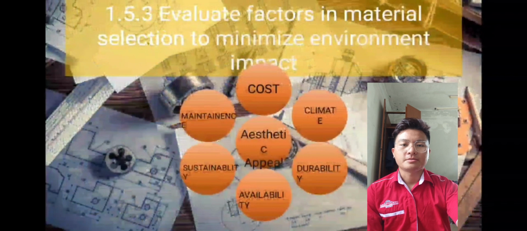1.5.3 Evaluate factors in material selection to minimize environmental impact. Cost: it is not always desirable to look for the most affordable products. One needs to take into account the lifespan or utility of the products. When one buys substandard materials, you may end up having to restore them often, and this ends up being costly. Preferring building materials that will serve you well for a long time will be cost efficient.